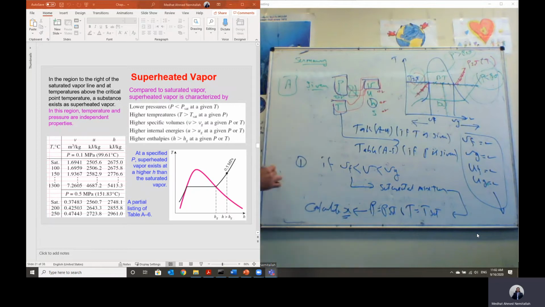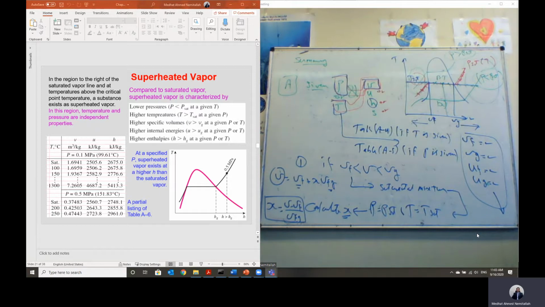Okay, let's say V is given. So V is equal to V fluid plus X multiplied by VFG. Then in this case, V is given, V fluid and VFG we can get from the table at the given pressure or temperature. Then we can calculate the quality of the mixture: X will be equal to V minus V fluid divided by VFG. Now I have calculated X.